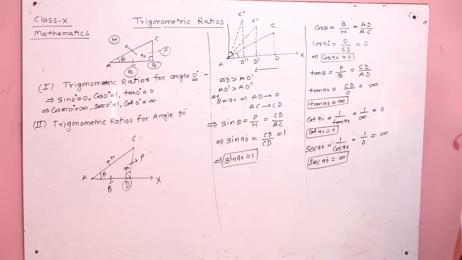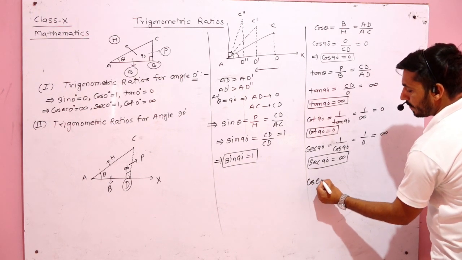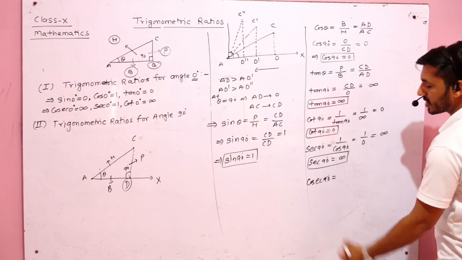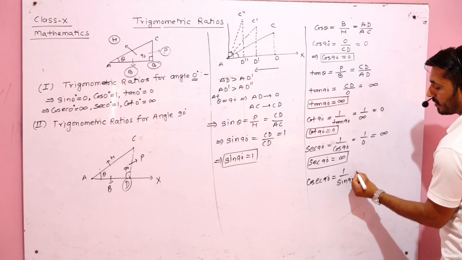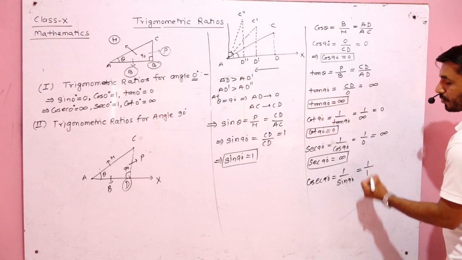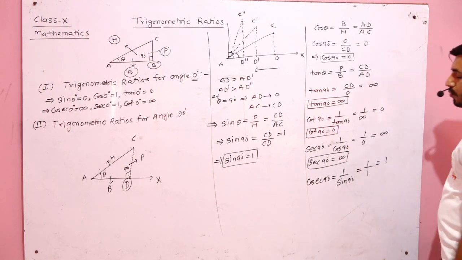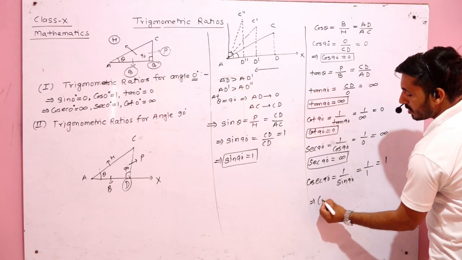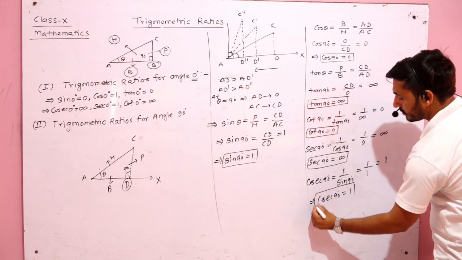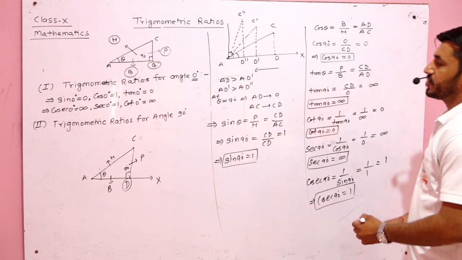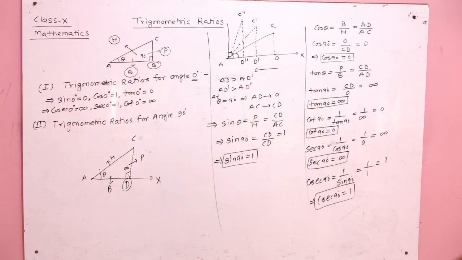Next, if we get cosec 90, cosec 90 is given as 1 upon sin 90. And what is the value of sin 90? It is equal to 1. It means 1 divided by 1 is equal to 1. It means cosec 90 is equal to 1. All 6 trigonometric ratios are obtained for angle 90 degree.